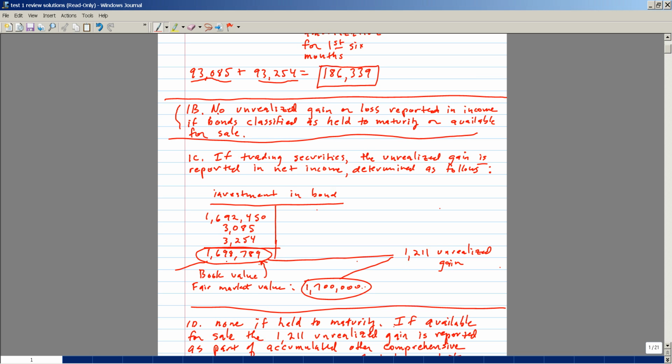The determination of the December 31st, 2015 balance in the investment and bond account is simply the purchase price of the bond here plus the two entries that we made to the account to amortize discount, in this case for the first 6 months of the year. In this case, that's the amortization for the last 6 months of the year.